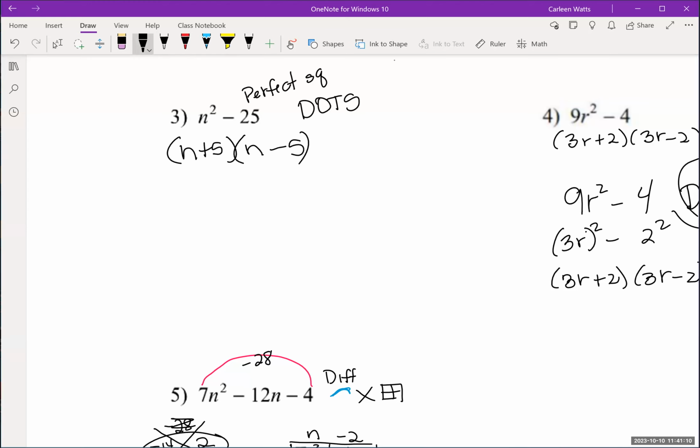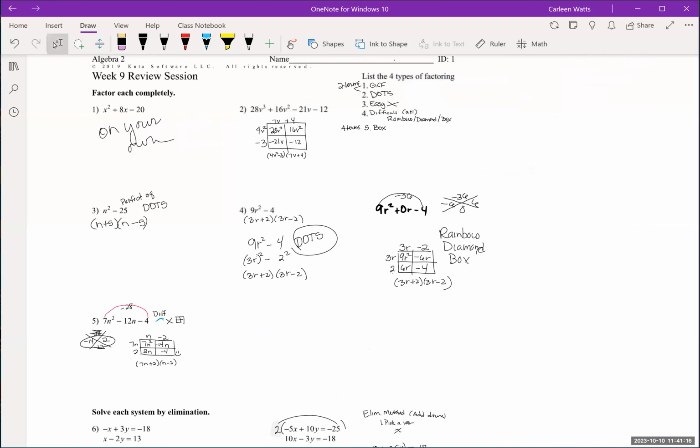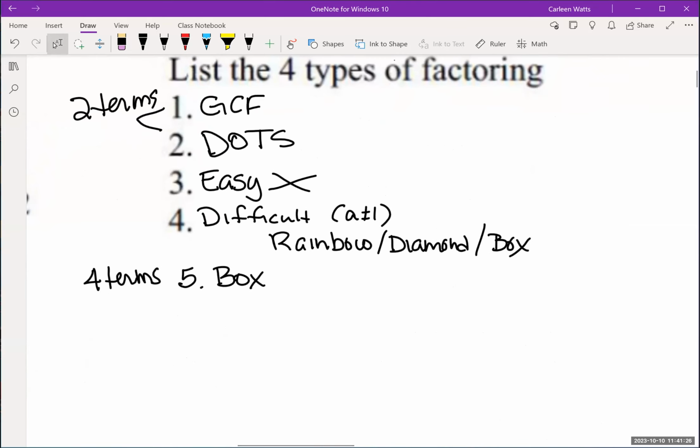And for the second simple factor, it could be GCF, right? So 1 and 2 could switch. GCF, difference of 2 squares. Those are the only 2 that you could use if you only have 2 terms. Easy diamond, difficult rainbow diamond box, and if you have 4 terms, throw them into a box.